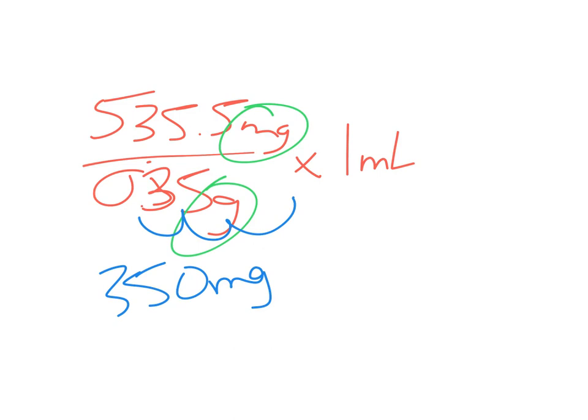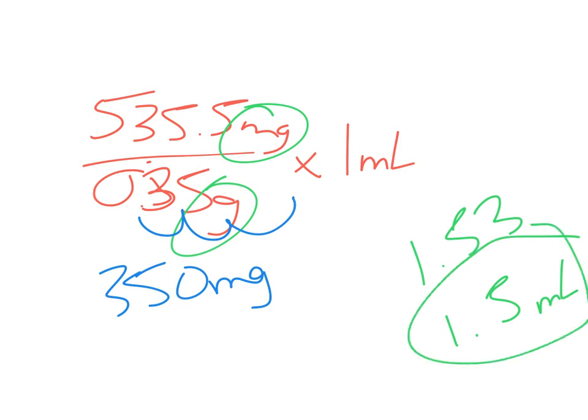So now that they match, I can divide this up. I take 535.5 divided by 350, and then times 1 is still, in my calculator, it gives me 1.53. Chances are your ATI is going to tell you to round to the nearest tenth. In fact, I don't think it tells you on these problems, but any ATI proctor will tell you how to round that. So I would imagine this would be told to round to the nearest tenth. So 1.5 milliliters is what they would give every dose.